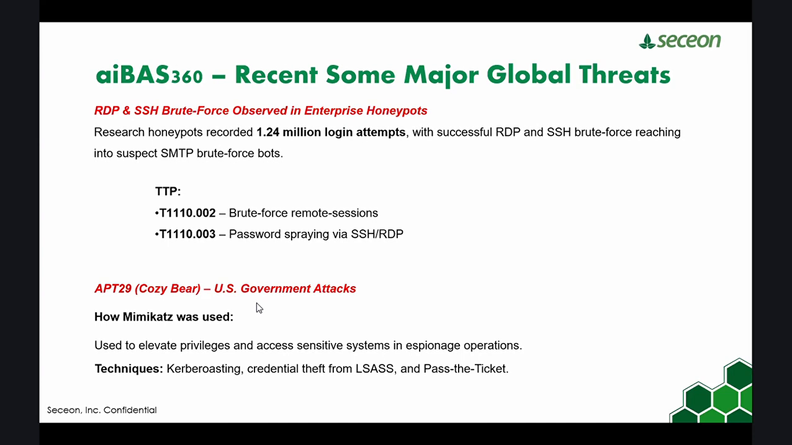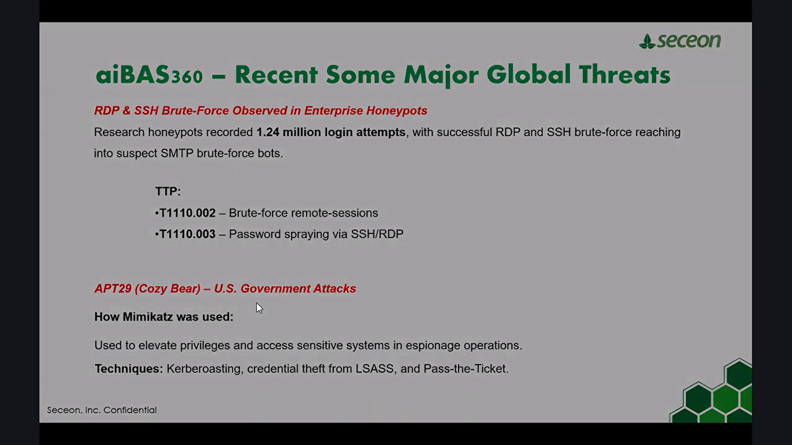The TTPs used are T1110, T1021.001 and .003, which are brute force, remote sessions, and password spraying via SSH or RDP. Then APT28, Fancy Bear, used Mimikatz for credential dumping to escalate privilege. So with that, we'll move to the next slide.